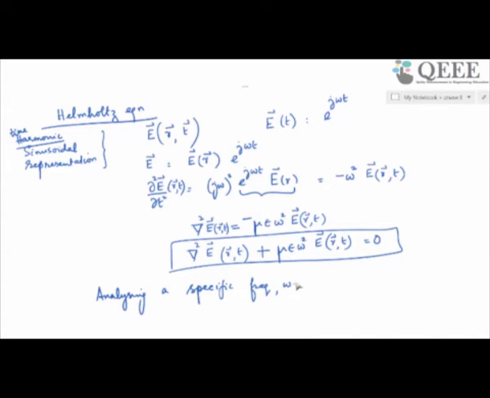Now, if I know the wave propagation for a specific frequency, I can actually derive it for any frequency. Any signal can be decomposed into multiple frequencies, and then you can apply linearity and say that if I know the response at frequency omega 1 and the response at frequency omega 2, the net response will be the response at omega 1 plus the response at omega 2.